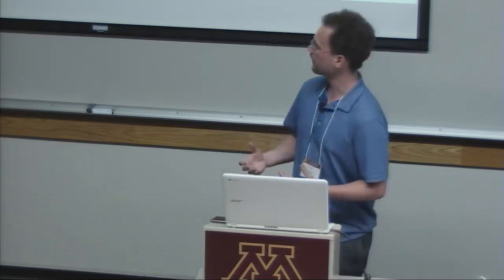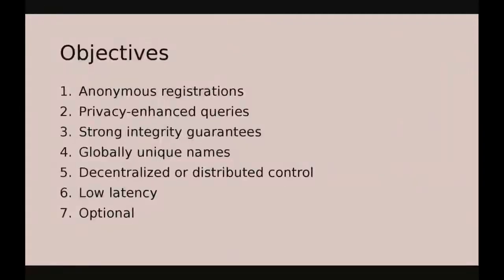Here are our objectives for our project. These are the tasks that we wanted to achieve. First of all, we wanted to have anonymous registrations. We know that there are privacy issues with internet DNS. So in our system, we wanted to ensure that there was no personal information in the registrations, which of course ties into Onion sites. Secondly, that the queries themselves are indistinguishable and not trackable.